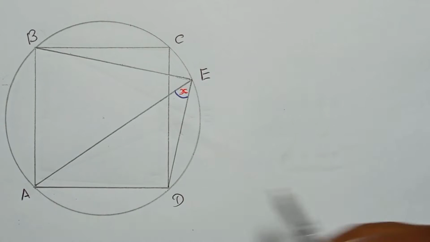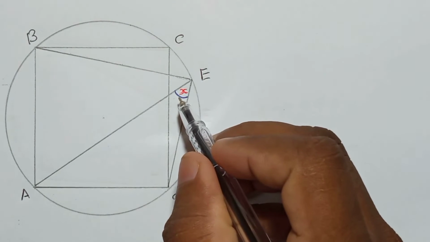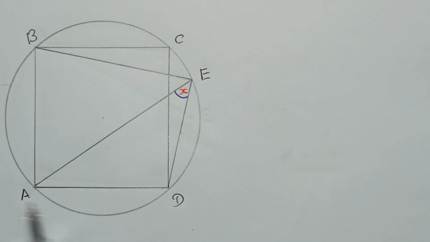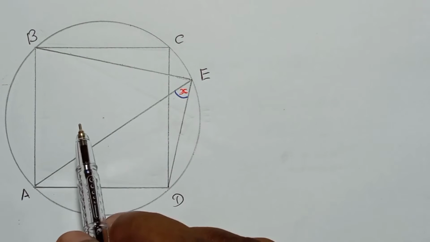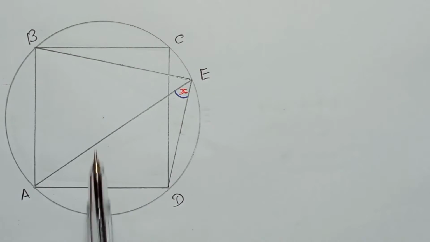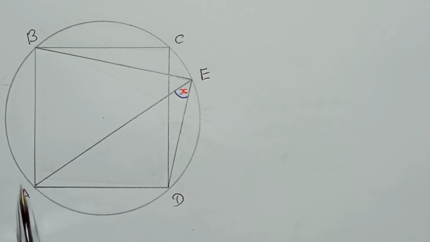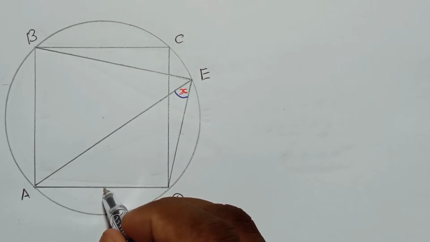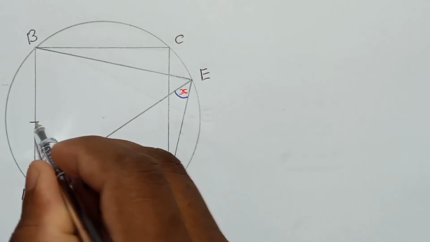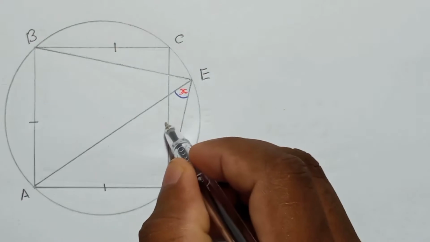Okay, now we need to find the value of x here, right? They tell us ABCD is a square, and also that it's a cyclic quadrilateral. So this is a square, which means all four sides must be equal. These are equal, I will mark here.